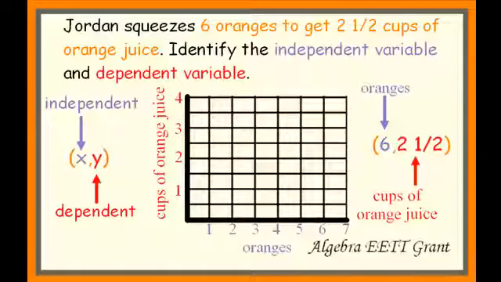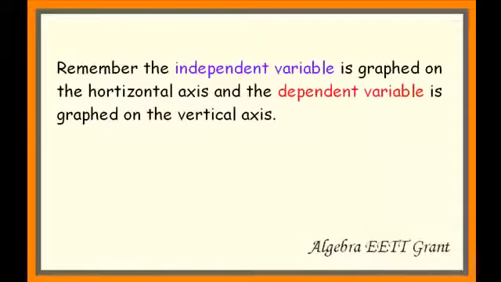Hopefully that makes sense and you understand what I'm saying. So now we've just got a point to plot, the 6 and the 2.5. So if you go to the right 6 and then go up 2.5, you plot that point, and that is our point of our values for this question. Remember, the independent variable is graphed on the horizontal axis and the dependent variable is graphed on the vertical axis.